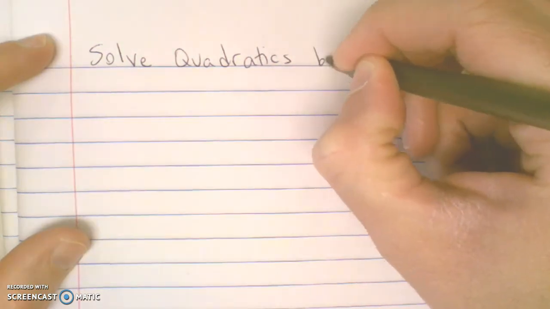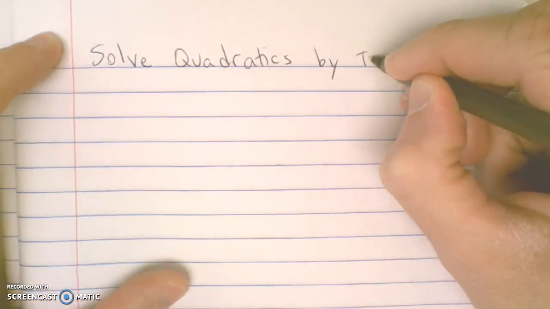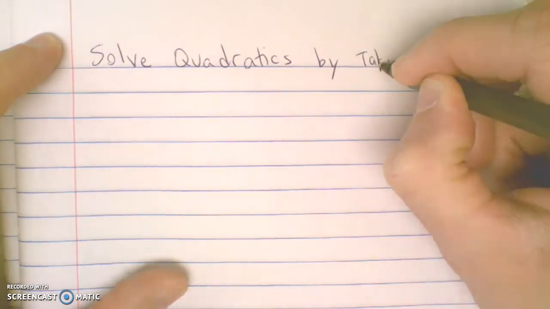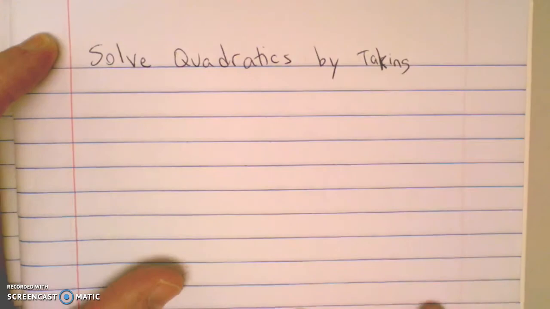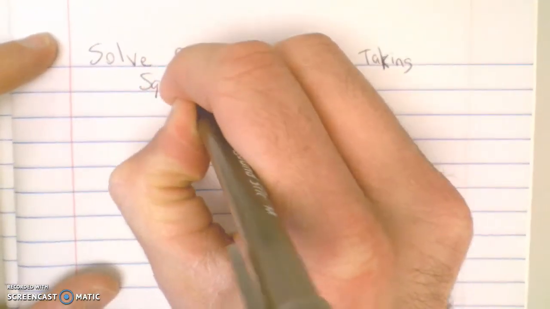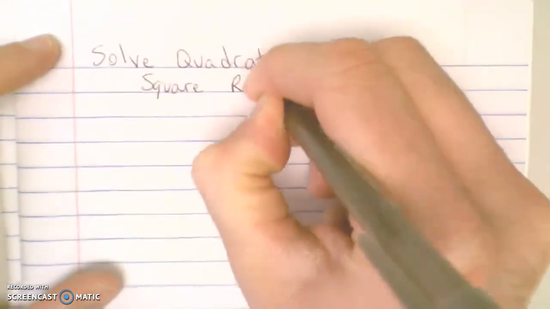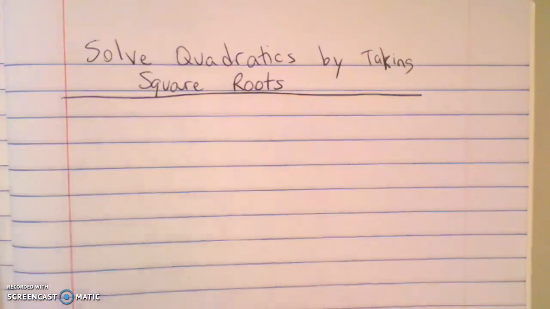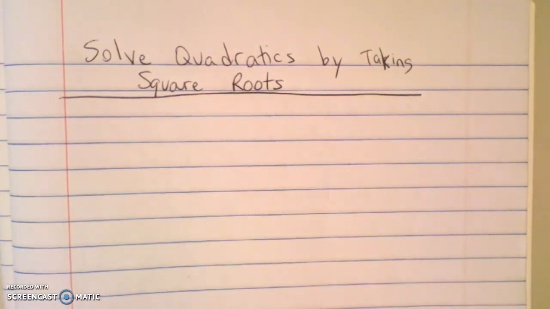But what we're going to do today is we're going to solve quadratics by taking square roots. So make sure you put today's date in the upper left hand or right hand corner. And let's just kind of quickly review what we did last week.